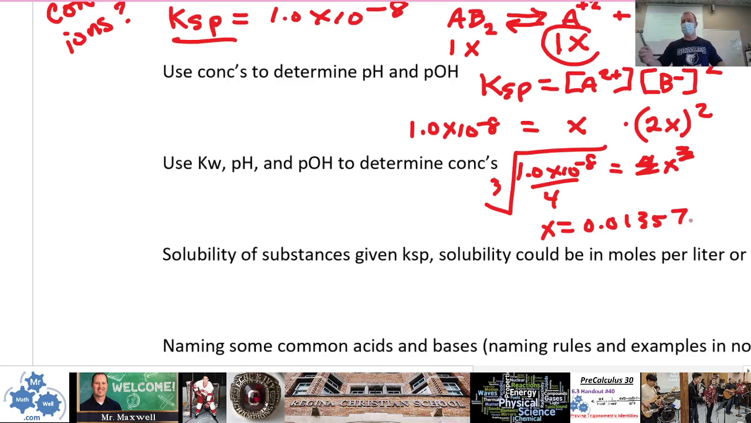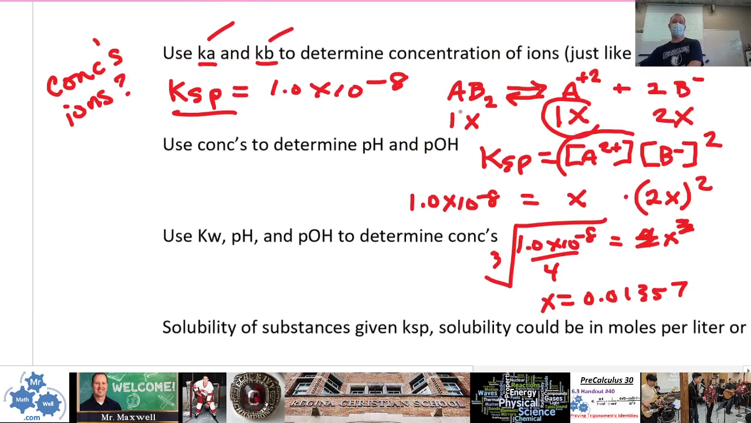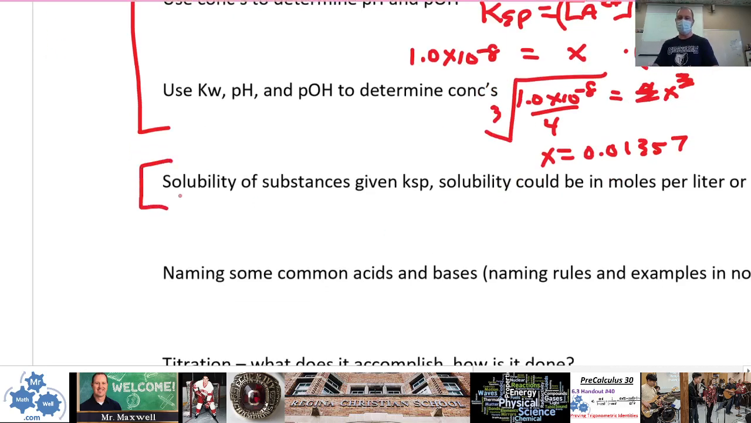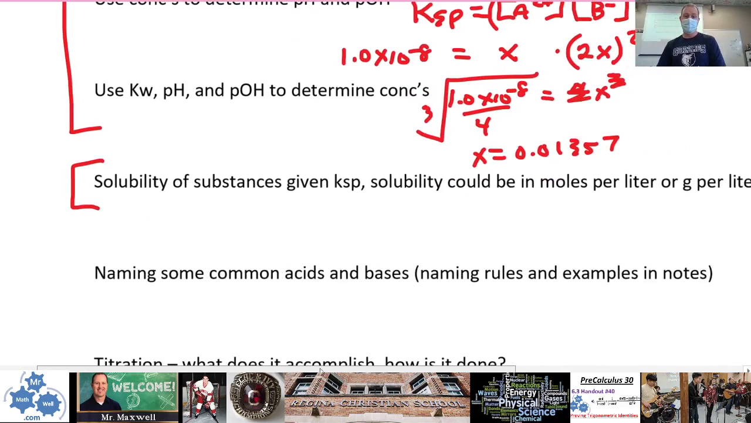But if this is indeed the exact value for X here, then we know that this is the concentration of A. That's the concentration that yields this KSP at this temperature. And then of course 2X will give you the concentration of B. Now I'm going to just skip this right now. I'm going to jump right down to this point because this leads me into this point.